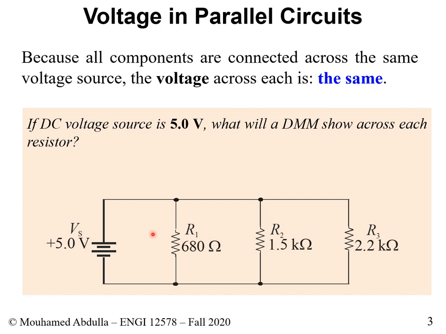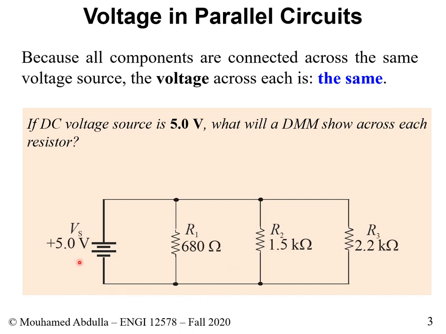So the voltage here, this 5 volts, will in fact be the voltage of resistor 1. This 5 volts will also be the voltage of resistor 2. This 5 volts will also be the voltage of resistor 3. Okay, so this is an example here. We give you the circuit, you have 3 resistors.